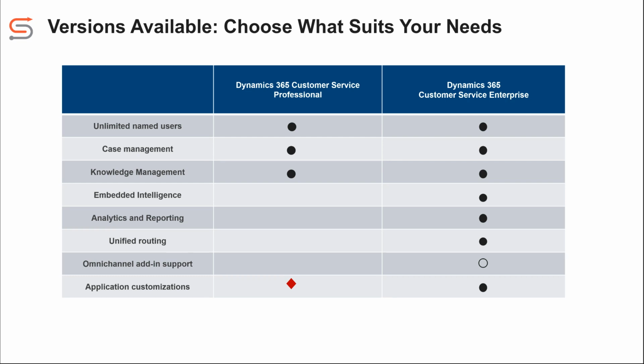So from a version licensing perspective, I want to quickly highlight some important differences. Here you can see the available options to you as agents based on whether you have a professional license versus an enterprise license. The important thing to note here is that embedded intelligence and enhanced analytics and reporting are only available with the enterprise licensing model.